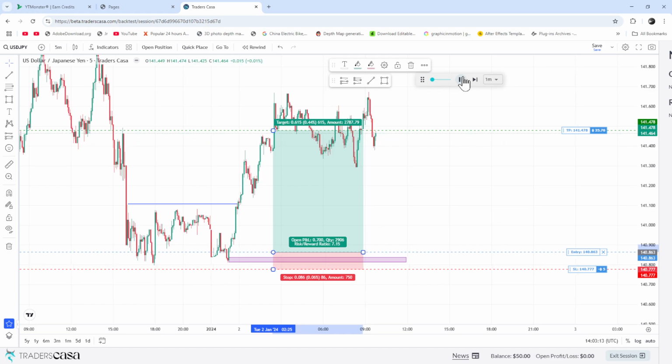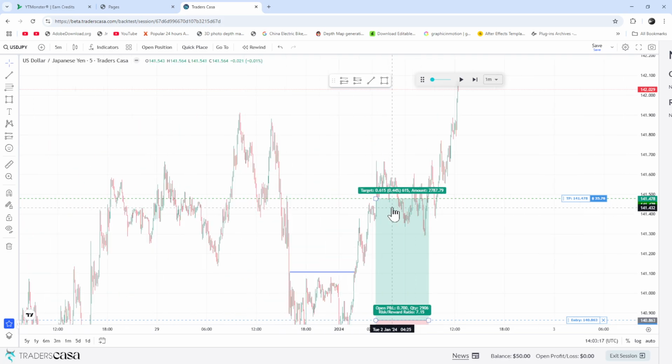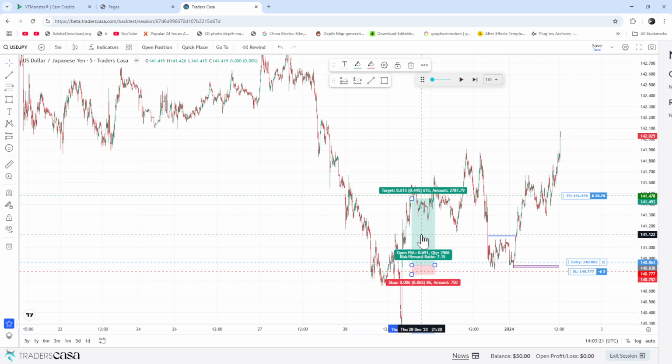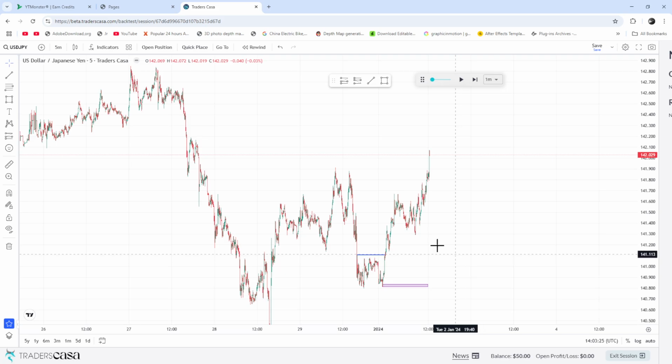Let's wait and see if the market will ever come back in our favor, and I think the market will never come back in our favor. So the market is already in an uptrend, so I will just cancel this and find another signal.